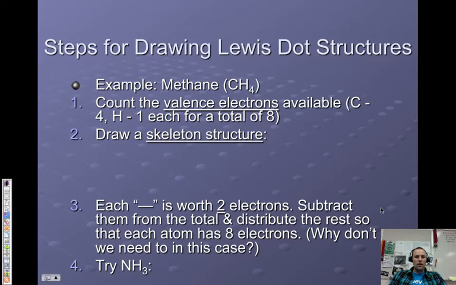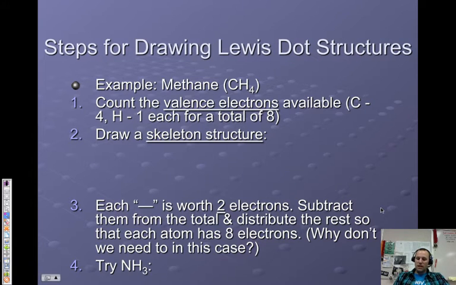So how do you draw what are known as Lewis dot structures? Well, there are some steps. Okay, and we're going to take a look at these steps, and of course it gets a little more complex as you go on, but we'll just take it one step at a time. So it says you count the valence electrons available. You have to look at the column on the periodic table. Then you draw what's known as a skeleton structure. Subtract out the electrons you've already used in the diagram, and then distribute the rest of the electrons.